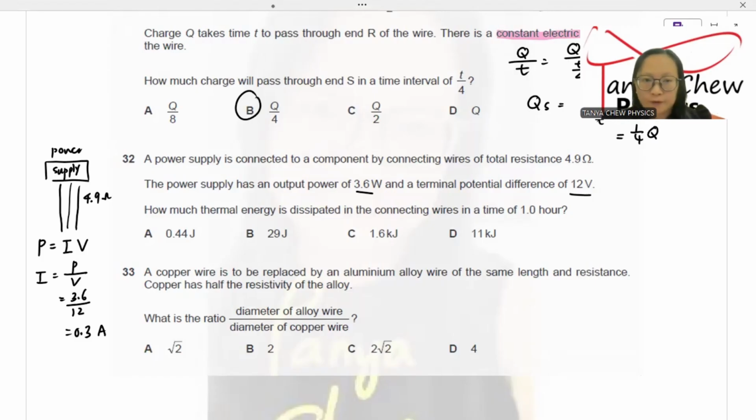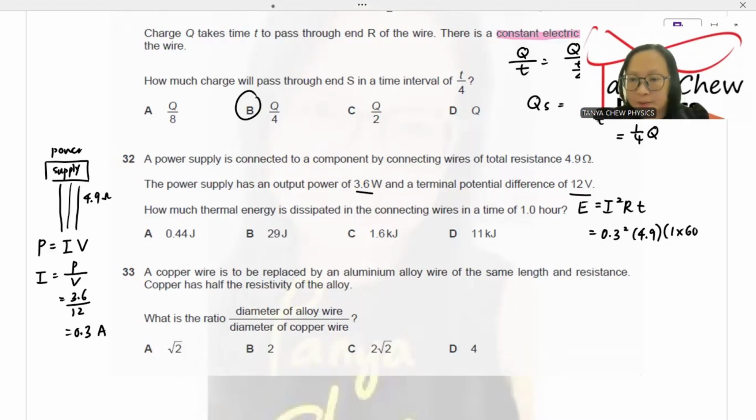Now, I want to find the thermal energy that is being dissipated in the connecting wire in 1 hour. So energy E is equal to, the resistance of the wire is being given, so I'm going to use I squared R t. Now I is 0.3, you just square it. Total resistance between the connecting wires is 4.9 ohm. And the time is 1 hour.